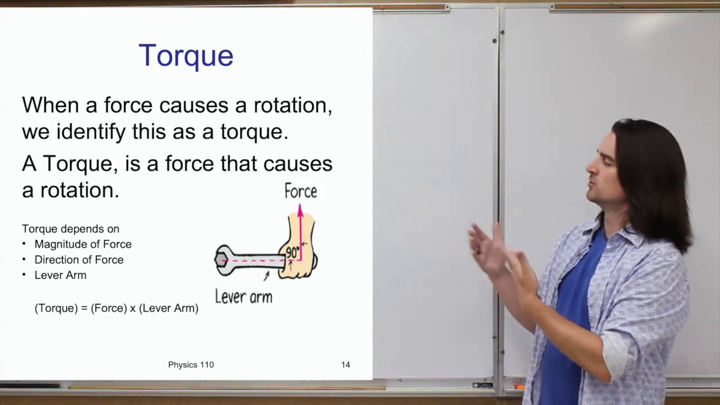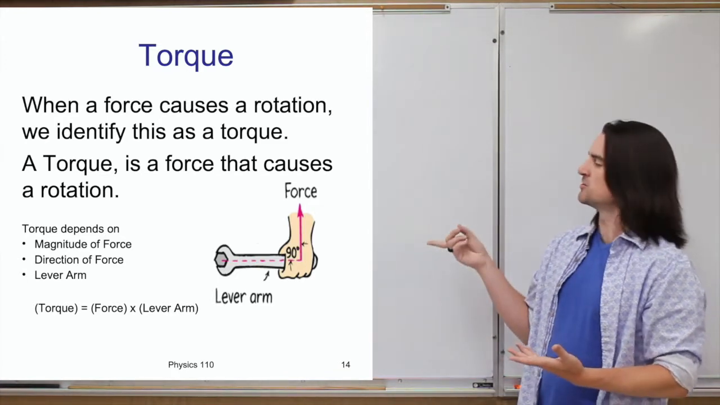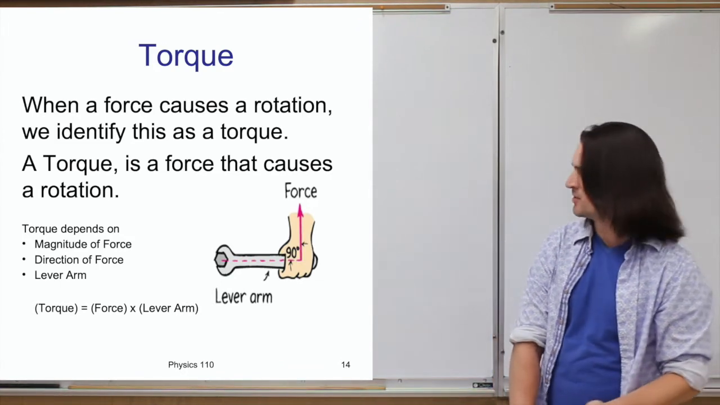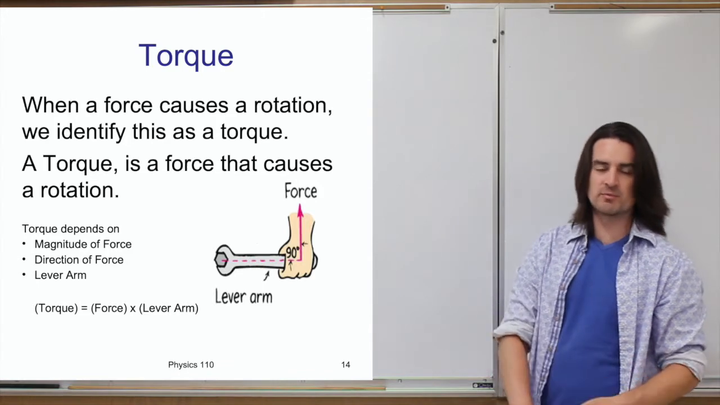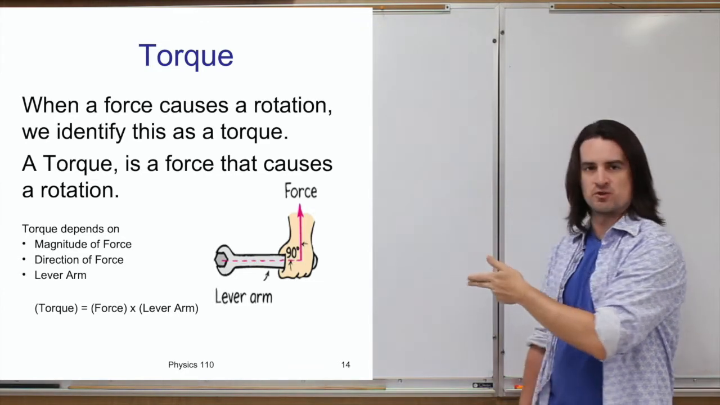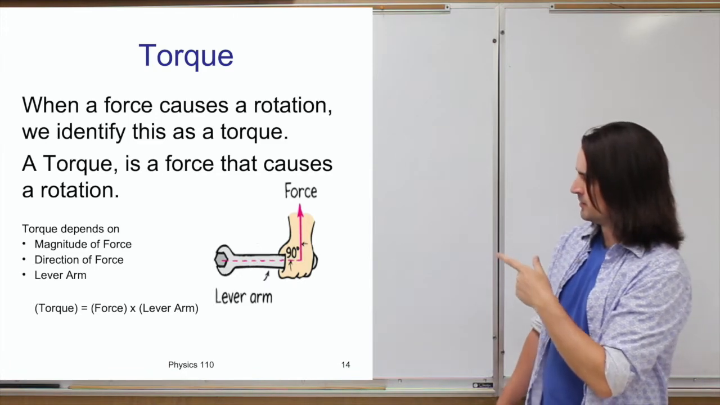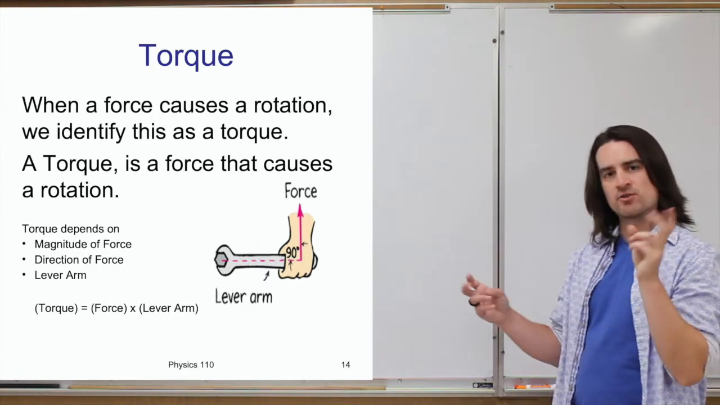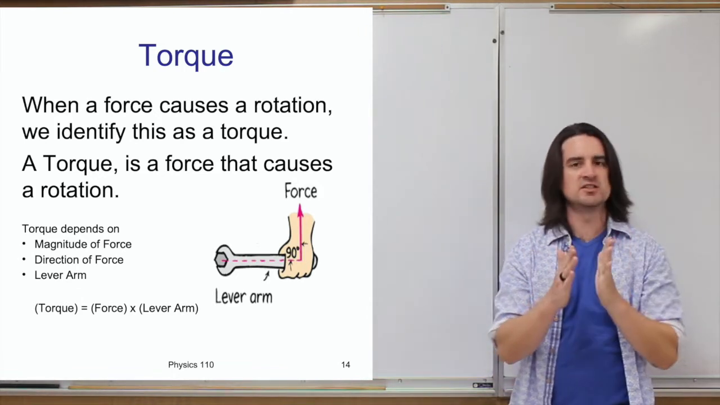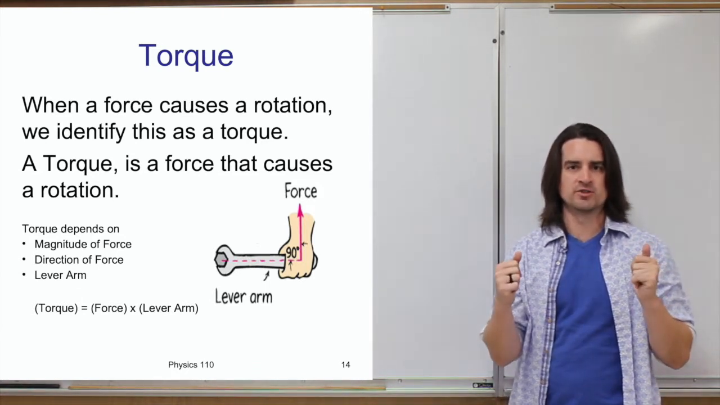So a torque will depend on a number of things, and that is the magnitude of the force you're applying. Just imagine this picture: if I pull much harder, then I'm exerting a larger magnitude of force, and I'm going to exert a larger torque. It also depends on the direction of the force, and we'll talk about that a bit more in the next slide. And it also depends on what's called the lever arm. The lever arm is, in a way, the distance from the axis of rotation that you apply that force.